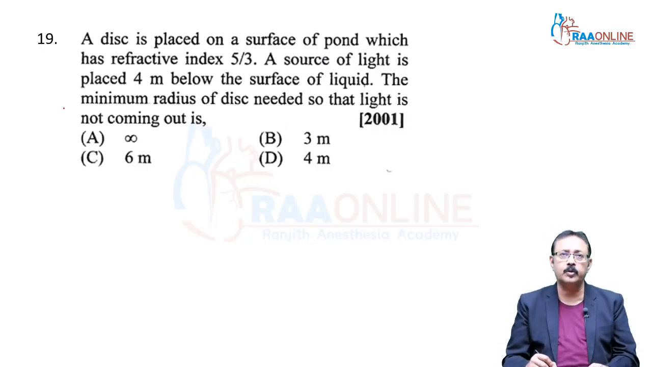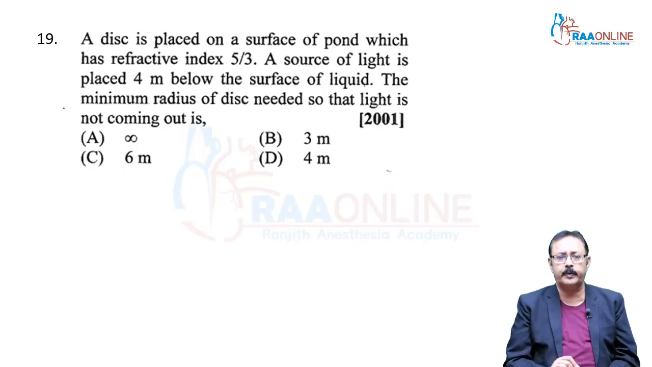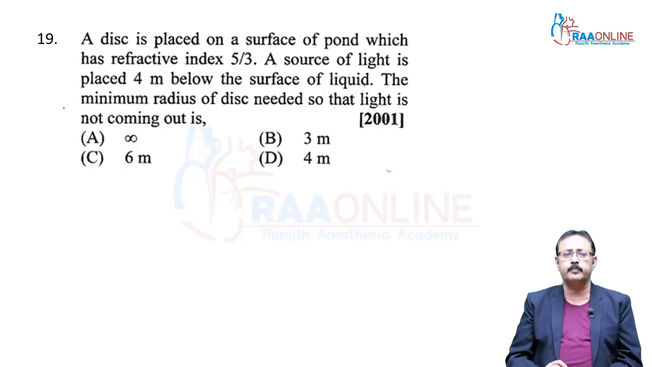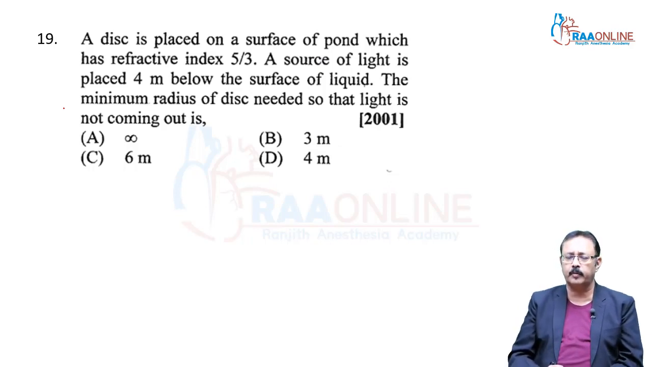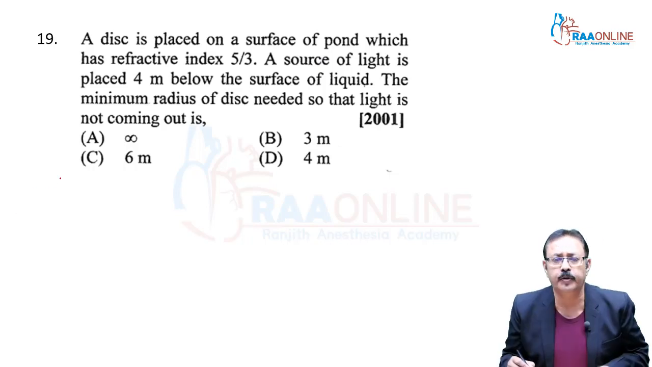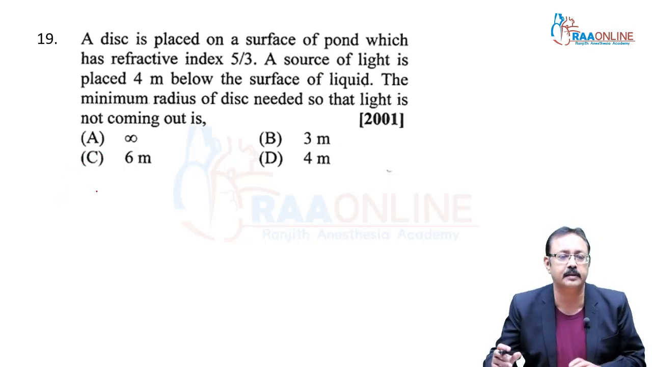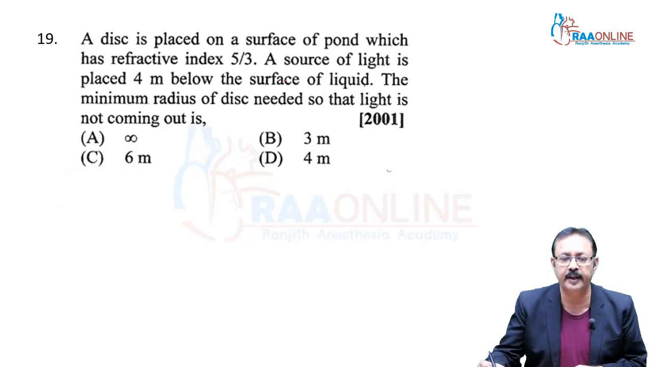Next, it is from 2001 AIPMT. A disc is placed on the surface of a pond which has refractive index 5/3. Source of light is placed 4 meters below the surface of the liquid. The minimum radius of the disc needed so that light is not coming out is. Again they repeat the problem we just solved. So we will go with the 19th question's option, but now they are asking radius. At that time they asked diameter. So radius should be 3 meters.